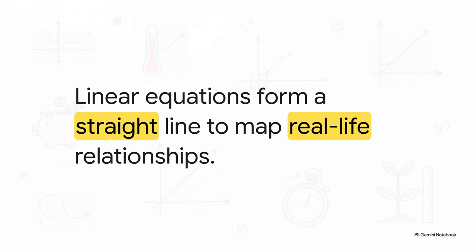Linear equations always, and I mean always, form a perfectly straight line to represent these real-life relationships. Whether you're measuring distance and time, or our tricycle fare and the kilometers traveled, a linear equation maps that steady relationship. If the rate of change is constant, that resulting line on your graph won't waver. It's going to be perfectly straight.